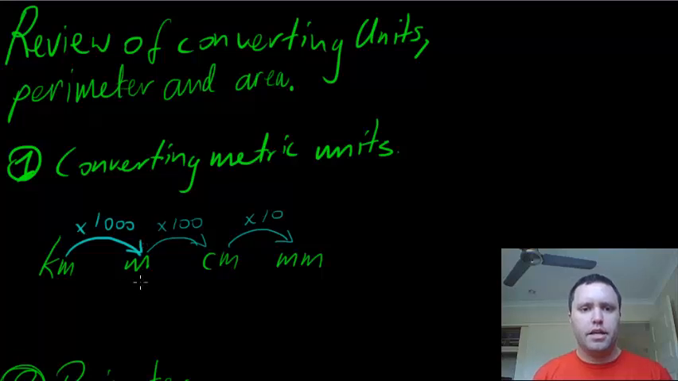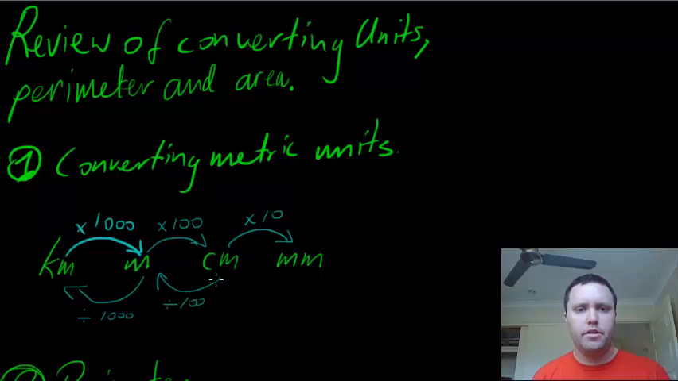Now, similarly, when we're going from meters to kilometers, going this way, we're going to divide by 1000. Going from centimeters to meters, we're going to divide by 100. And going from millimeters to centimeters, we're going to divide by 10.